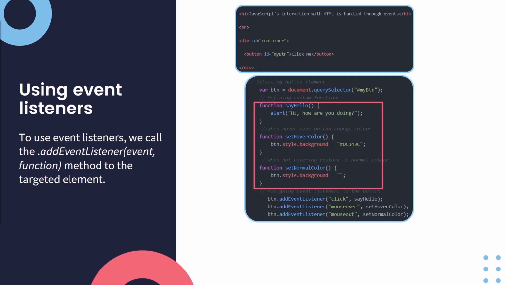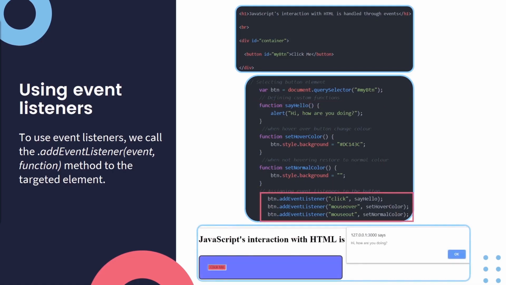And then a function called set normal color, and this just reverts that button back to its normal color. So here we've got three lines of code where we're calling the add event listener three times on the same element, the button. In the first case, on click, say hello. This is the function being called. In the second case, we've got mouse over, which is just when the user hovers over the button, then call the set hover color function.